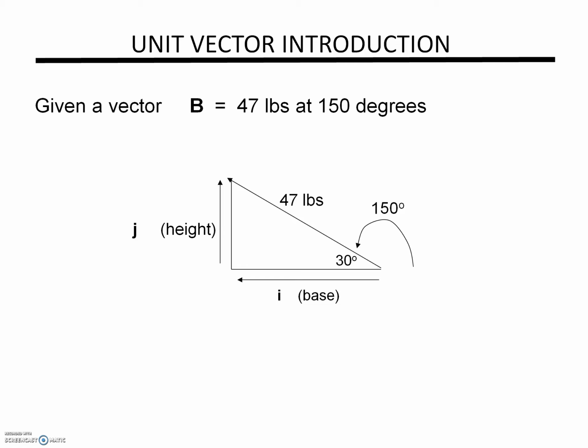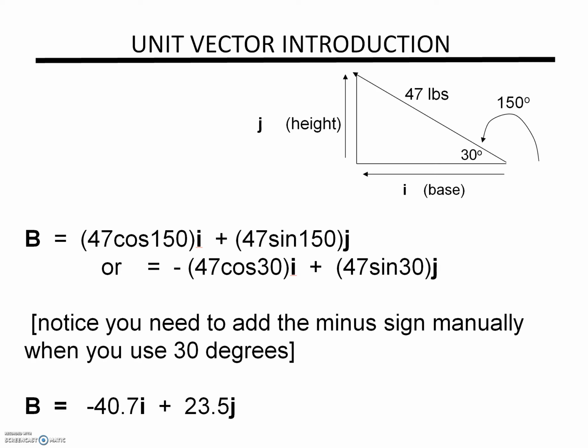So let's see what the results are for this. Well, if you use the 150 degrees, the calculator will know that 150 degrees is in the second quadrant. So if you write 47 cosine 150, it automatically makes the result negative 40.7. If you choose to use the 30 degrees, which is fine, you have to realize that you're in the second quadrant and you have to make it negative manually.